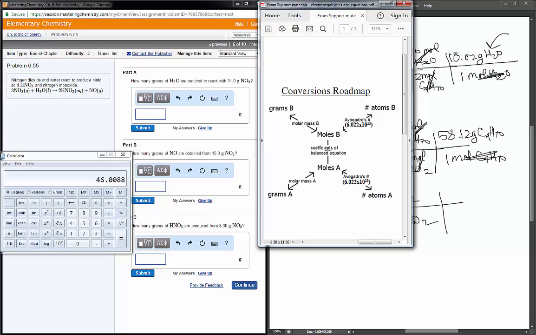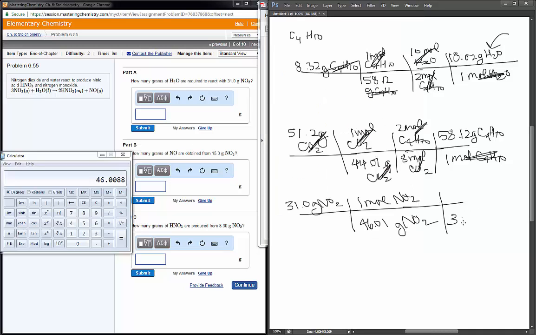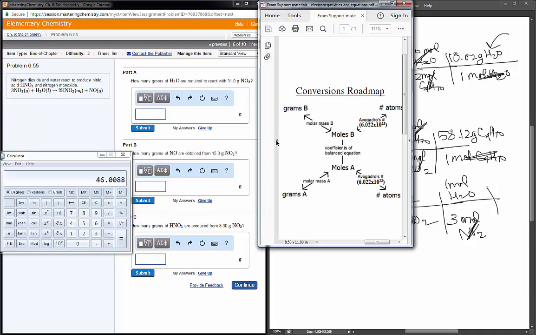And then, according to our conversions roadmap, once we're at moles of A, we've used the molar mass, we get to moles of B by using the coefficients of the balanced equation. Great. We need H2O and NO2, and we see from the balanced equation that 3 moles of NO2 react with 1 mole of H2O. So 3 moles of NO2 with 1 mole of H2O. And I've set these conversion factors up so that the units cancel. Now I'm at moles of H2O, and we said that H2O was B, so we're at moles of B.